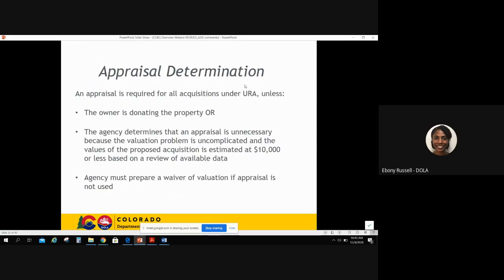So when you turn in the voluntary acquisition, we'll also be looking for the appraisal to compare your voluntary acquisition notice to. An appraisal is not necessary if the owner is donating the property or the property is less than $10,000. But if you don't provide an appraisal, we'll just need a summary from you stating that an appraisal is not necessary due to the former factors, the donation or that it's uncomplicated or less than $10,000.